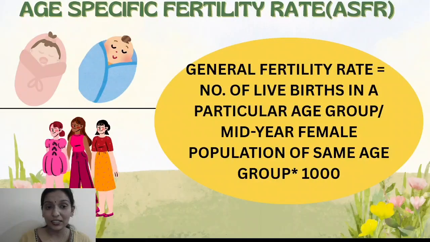Now we have another indicator, which is your age specific fertility rate. Here we are measuring fertility for a specific age group. So the formula is total number of live births in a particular age group divided by the mid-year population of that particular age group. That gives the ASFR or age specific fertility rate.